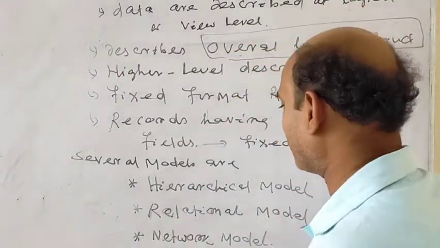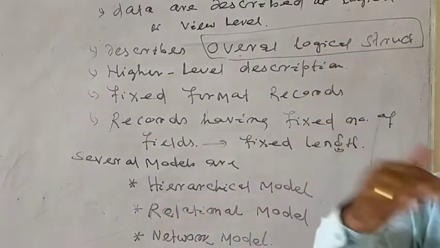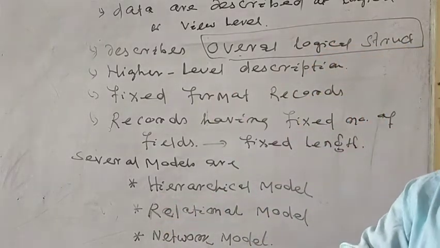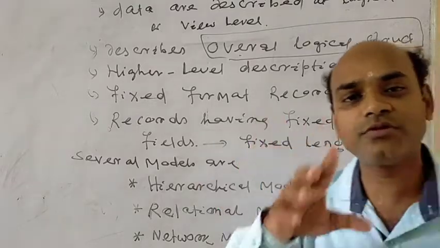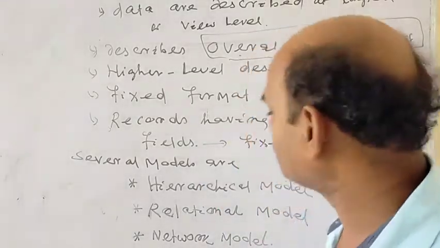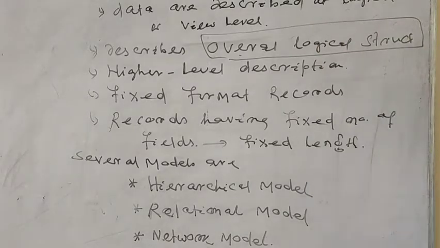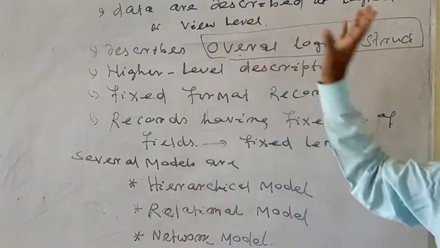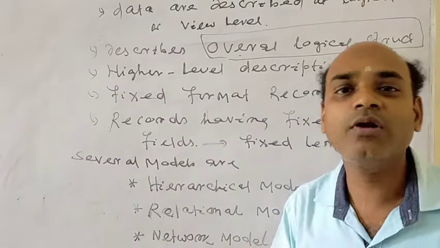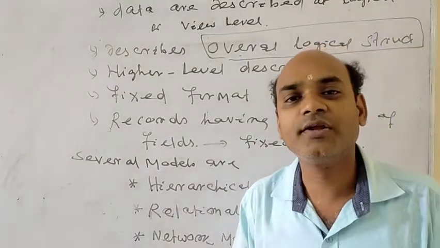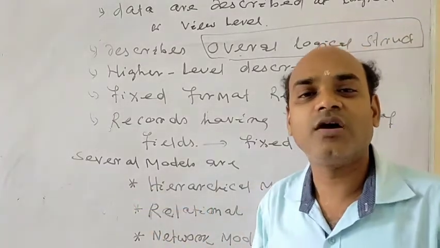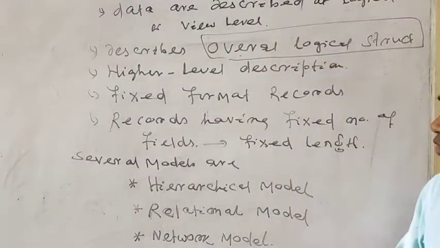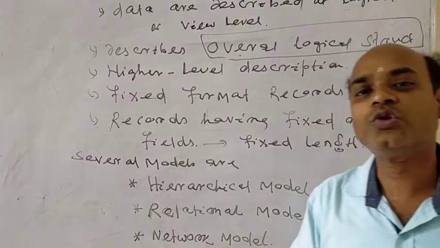Overall, hierarchical means level by level. There is a tree structure diagram, one tree, one level, as we have already studied in data structures. So here there is a tree-like structure, the hierarchical model, level by level. In the relational model, just like your ER model, entity tables will be related with each other, using different relational algebra operations. Relational calculus will also be used in the relational model, to show how the tables are related with each other.